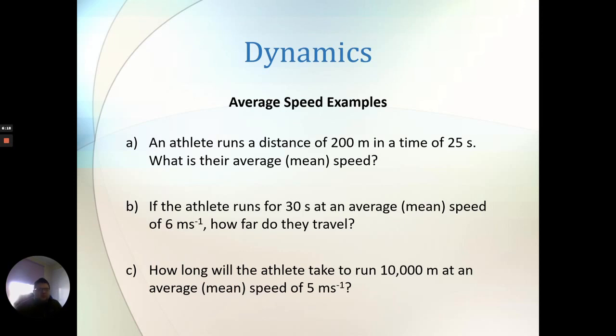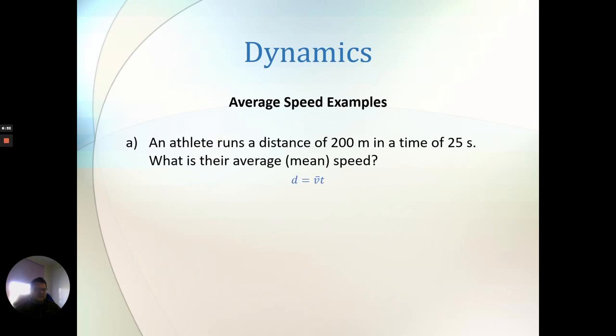An athlete runs a distance of 200 metres in a time of 25 seconds. What is their average, or their mean, if we want to use the maths term, speed? Well, the first thing we always do in physics is we always write down the formula. So we've got that distance is equal to speed times time, so d equals vt. Then we substitute in the numbers, so 200 metres is our distance, that's going to go in where d is, equals the v bar is what we're trying to find, so that stays the same, times t, which is now 25 seconds. So we've got 200 equals v times 25, and then we can rearrange it.